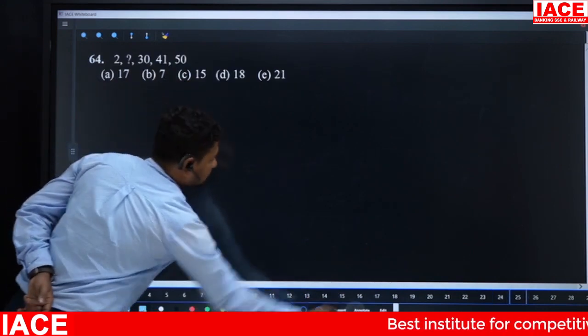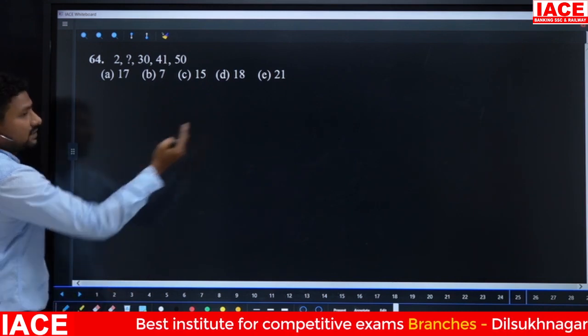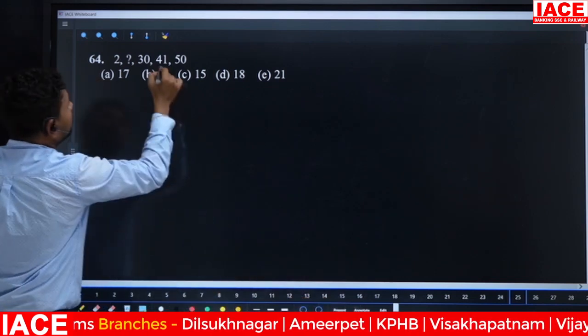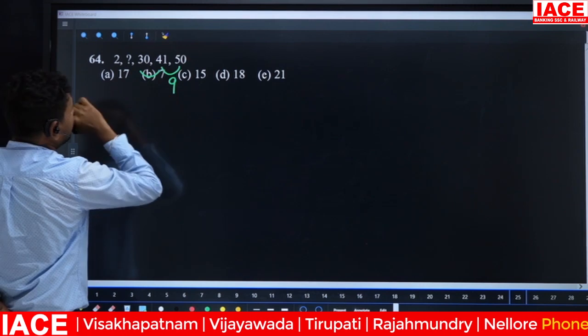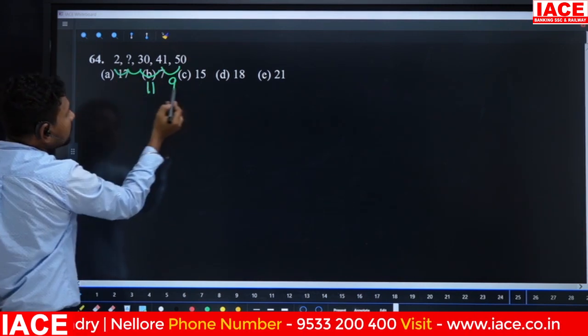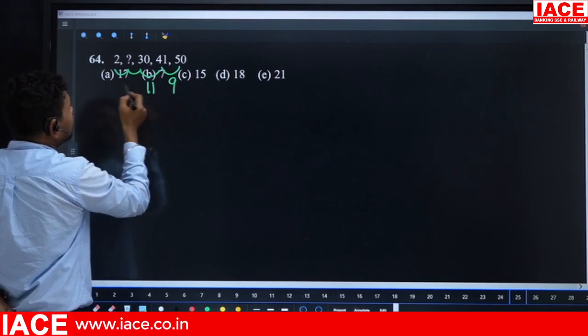And next one here 2, question mark, 30, 41 and 50. We look at the difference from the right side onwards. So 41 to 50 difference is 9 and 30 to 41 difference is 11. So here is what is the differences. Look at the difference is going to increase. That means here is 9, here 11, means we can expect 13, 15 also.